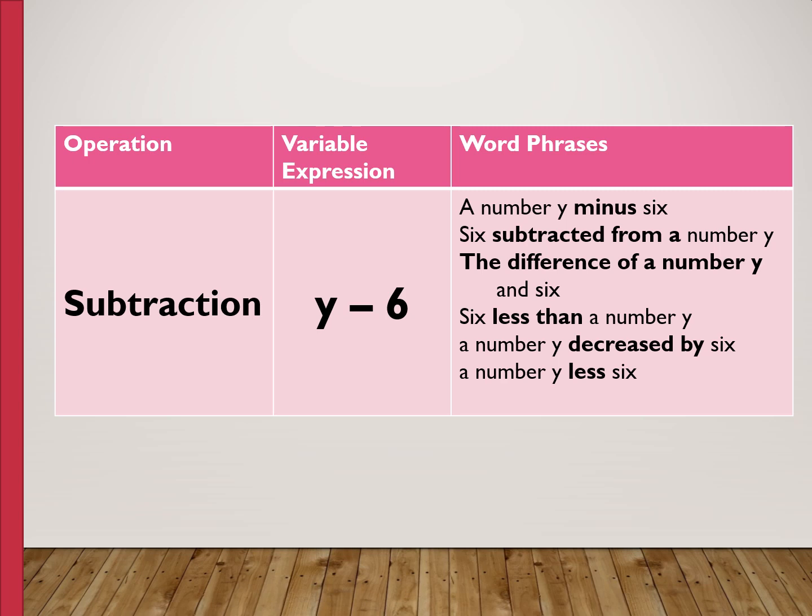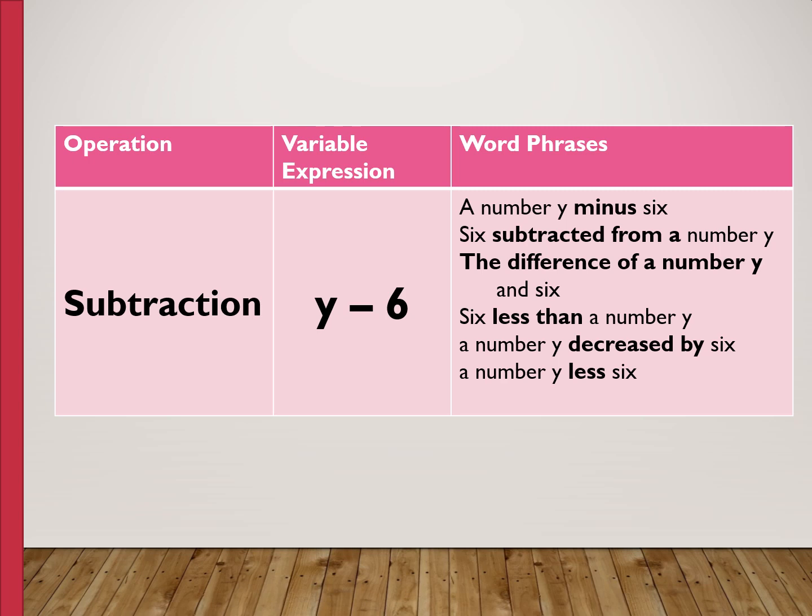The order is very important. So, for example, we have this expression, a number y. If you notice, there is already a name for our number, which is y. Unlike earlier in addition, where we said a number, meaning you are going to use x. When there is a name like this, a number y, it means you are going to use the variable y. So, a number y minus 6.